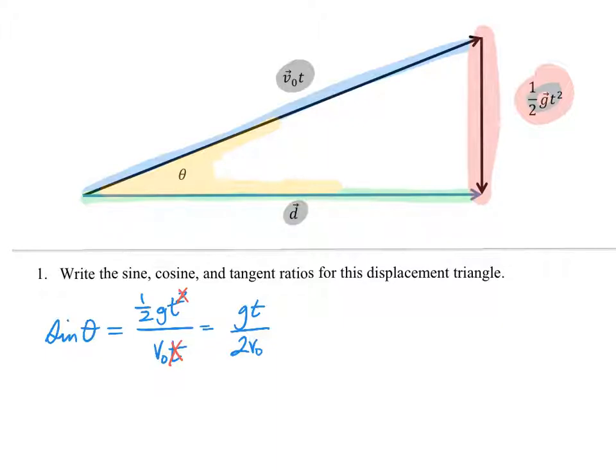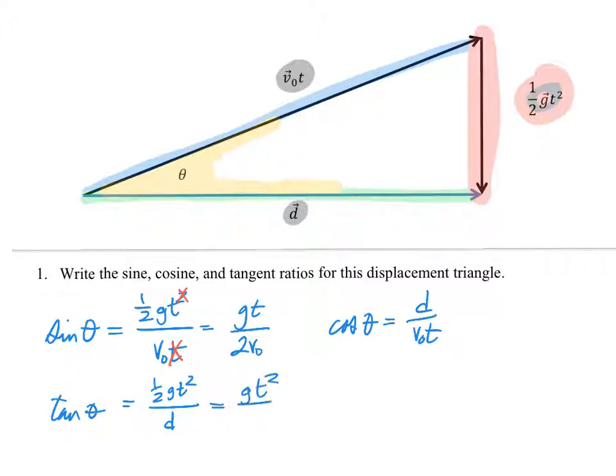The cosine of theta would be adjacent over hypotenuse, d over v naught t. And the tangent of theta would be the opposite over the adjacent. And really that would just get no simpler than that if we were to go at it. Right?